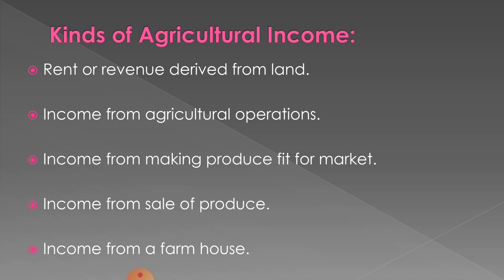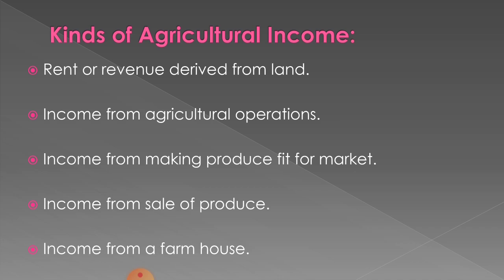Third kind of agricultural income is income from making produce fit for market. That means income from agricultural products. If there is no market for the produce of the field and the cultivator or receiver of rent in kind performs any activity to make the produce fit for market, any income from such activities is also considered as agricultural income.